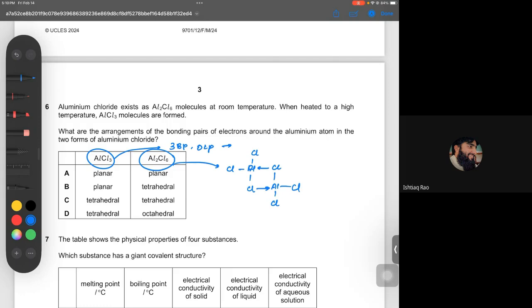Planar. You have two options, A and B. And if you talk about this Al2Cl6, ultimately you have four bond pairs and zero lone pairs, so the geometry would be tetrahedral. That's why option B is the correct option.